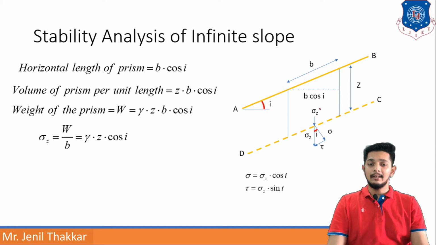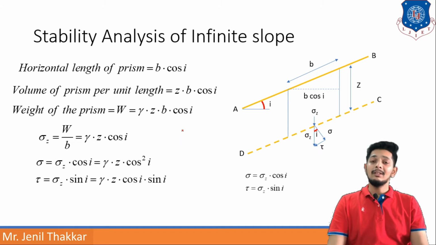Now sigma z is acting in the vertical gravitational direction. If I see the same inclination angle i here, then it will have two components. The first component is sigma, and the second one is tau. So sigma can be written as sigma z cos i and tau can be written as sigma z sin i. Now, writing sigma z as W by b, weight by breadth, it will be gamma into z into cos i.